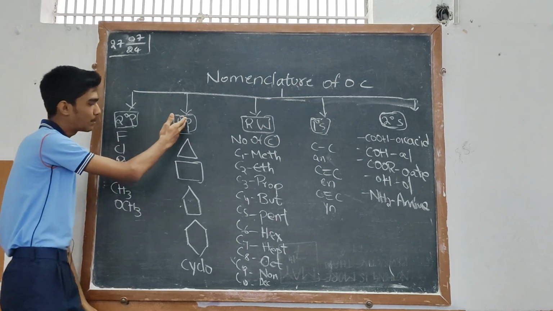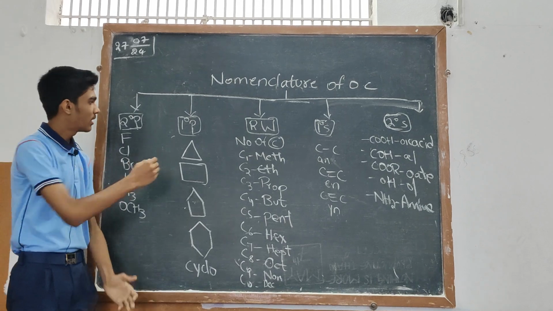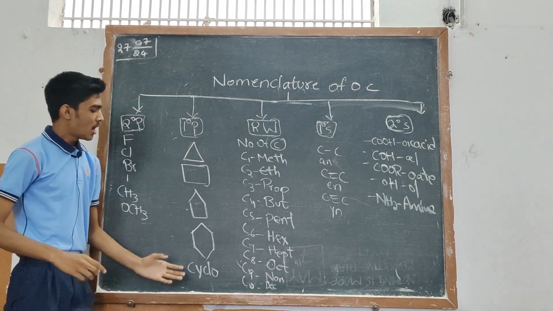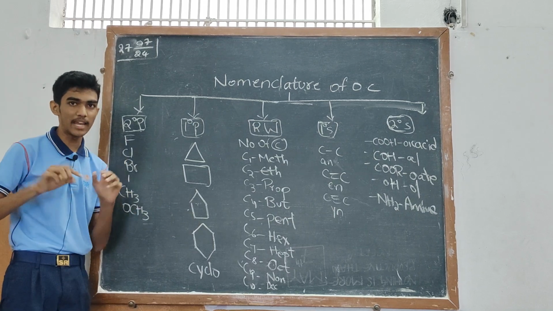Next, if you come to the prefixes, they are divided into 2 types. Number 1 is the primary prefix. It is generally used for cyclic compounds, if it is a ring-like structure. For example, if it is a 5-member ring structure, we will use cyclo.